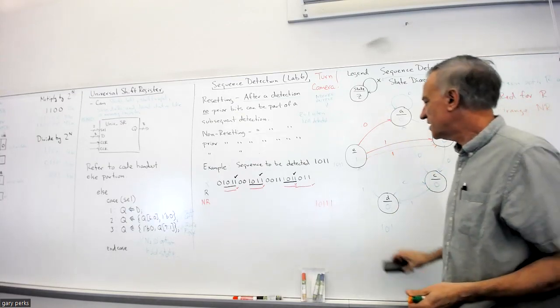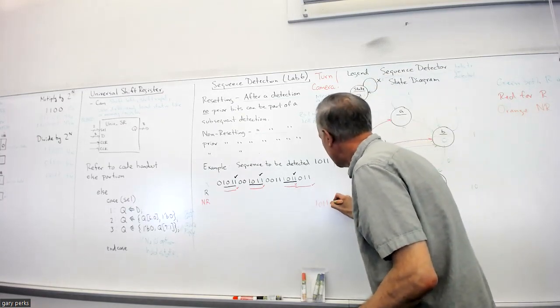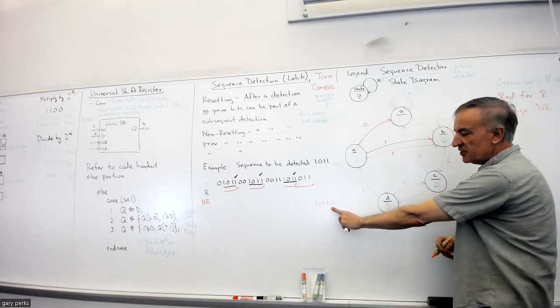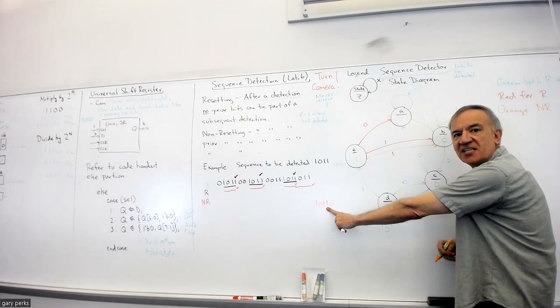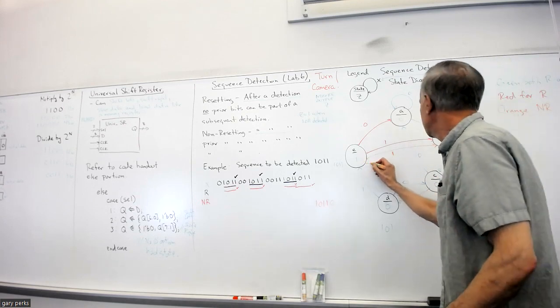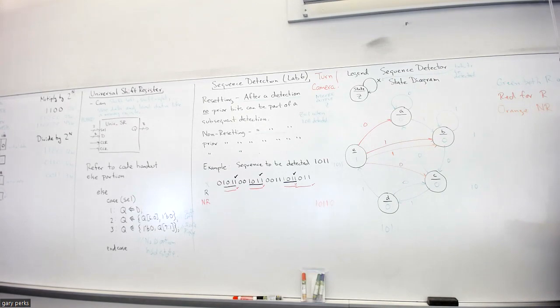Okay, but now, again, we have a detection, and let's say it's non-resetting and I get a 0 after I have a detection. All right. Why is it C? That's right. Who said C? Because it's non-resetting, so you have 1-0. Yeah, because it's non-resetting, I can use this bit from the previous detection, and 1-0 takes us to C. That would be the non-resetting case, what's in green and orange.